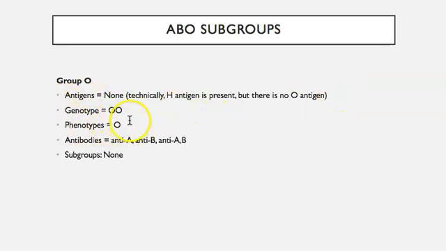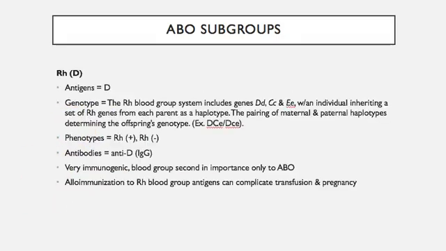So their genotype has to be OO because the O is recessive, so it has to have been inherited from both parents for them to phenotype as type O. And then they're naturally going to produce anti-A, anti-B, and anti-A,B antibodies, no subgroups.